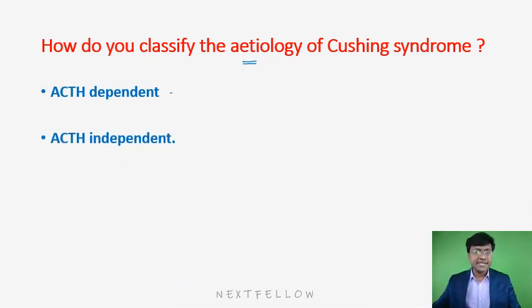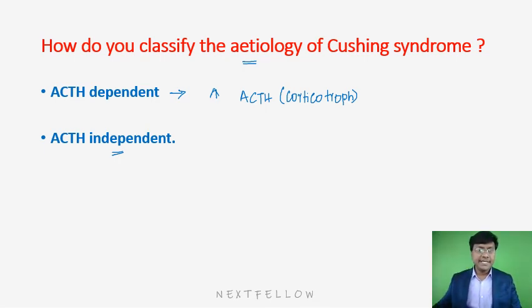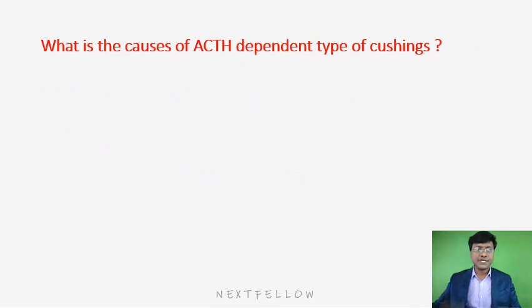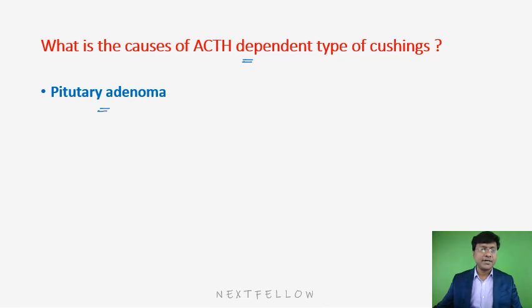What do you mean by ACTH dependent? There is excessive production of ACTH from the anterior pituitary, that is a corticotroph type of pituitary adenoma. Whereas in ACTH independent, the pathology will be in the adrenal gland, that is adrenal tumors. Now let me discuss the ACTH dependent and ACTH independent causes for Cushing's. ACTH dependent Cushing's includes, number one, the pituitary adenoma, that is corticotroph type of pituitary adenoma.